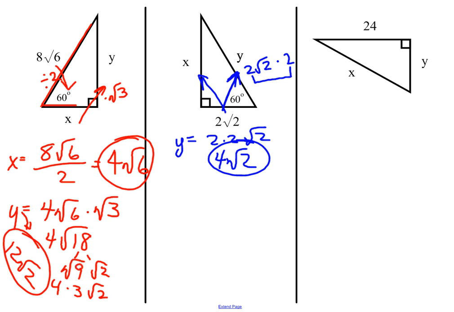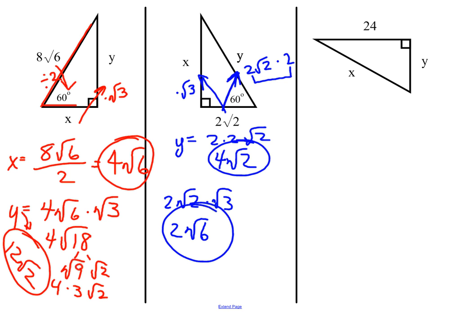And then for x, we're going to take that 2 square roots of 2 and multiply it times the square root of 3. That's what we always do, go in that direction. So 2 square roots of 6. If we could break down the square root of 6, we would, but we can't. So that is our x.